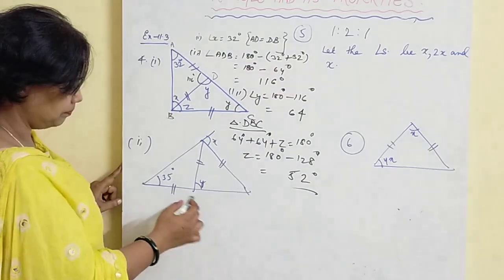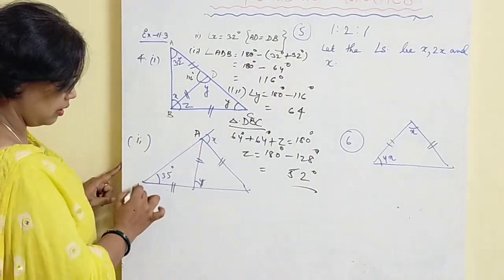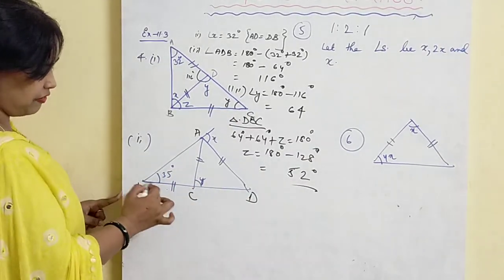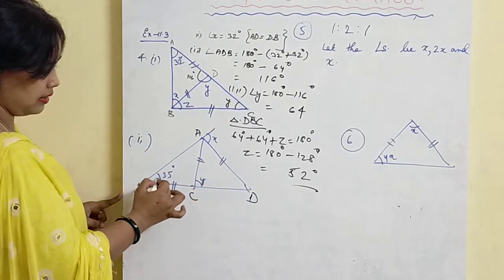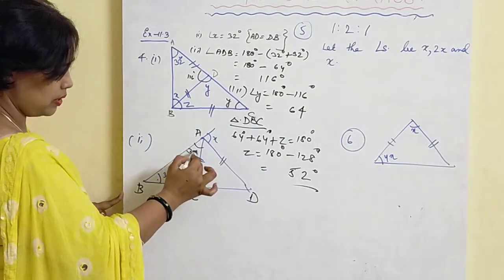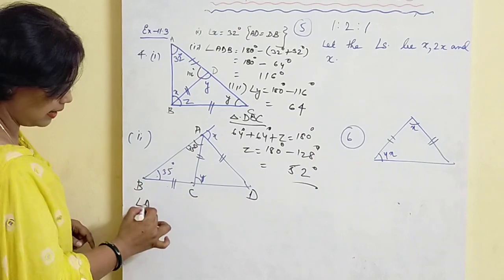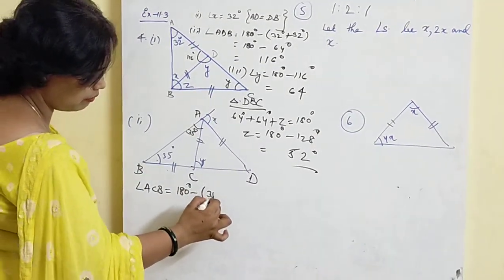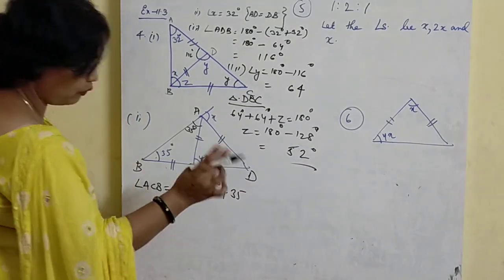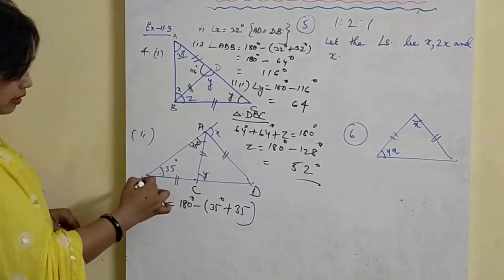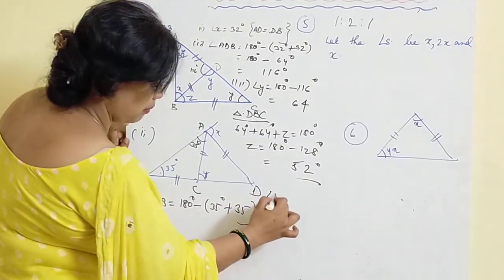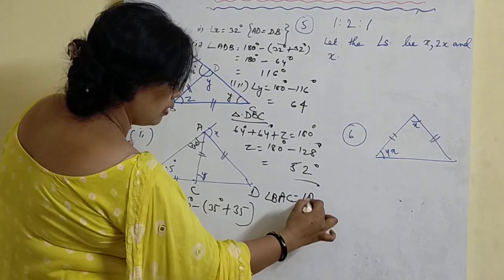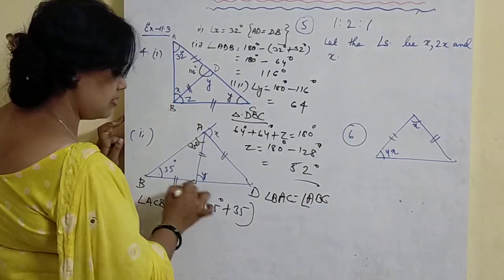So here you see, again naming first, name A, B, C, D. Now here, if BC is equal to AC, then this is 35, then this will also be 35. Therefore, angle ACB is equal to 180 degree minus 35 plus 35. Before that, don't forget to write angle BAC is equal to angle ABC. Reason, BC is equal to AC.